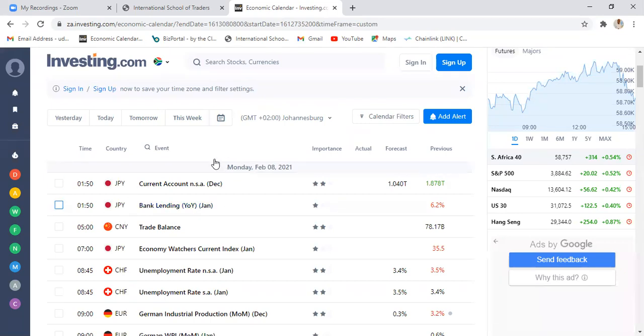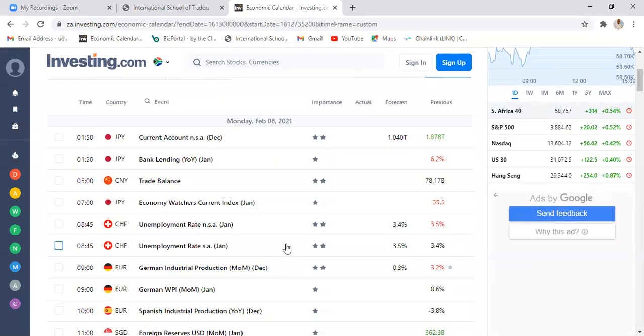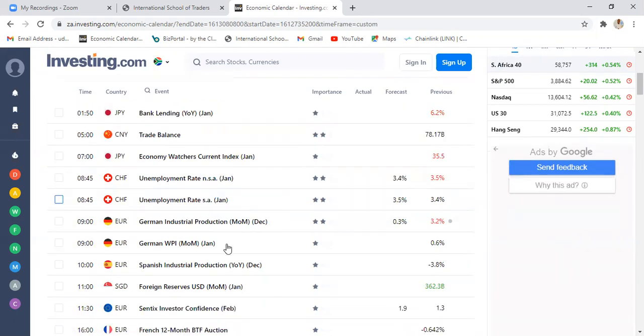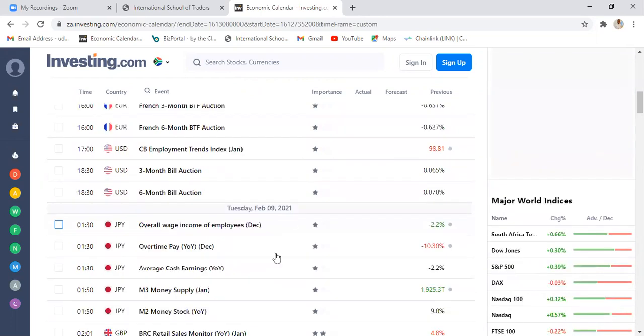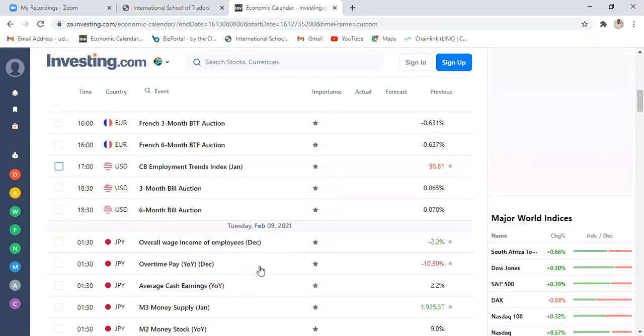Okay, so tomorrow is the 8th of February 2021. So this is how the market is looking like tomorrow in terms of the fundamentals. We are expecting the unemployment rate in Switzerland. That is for sure one of the things that we are expecting to move the market tomorrow. So the unemployment rate, and then there is German industrial production month on month that is expected at 9 o'clock South African time. There's more news expected tomorrow, but they won't really matter that much.